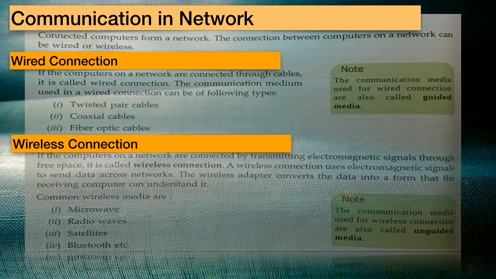These are the devices responsible for wireless connectivity and the transfer of files or resources among the computers, among the networks. The common wireless media are microwaves, radio waves, satellites, Bluetooth, etc. These are the waves which can be transmitted from one end to another through these wireless connectivity devices.